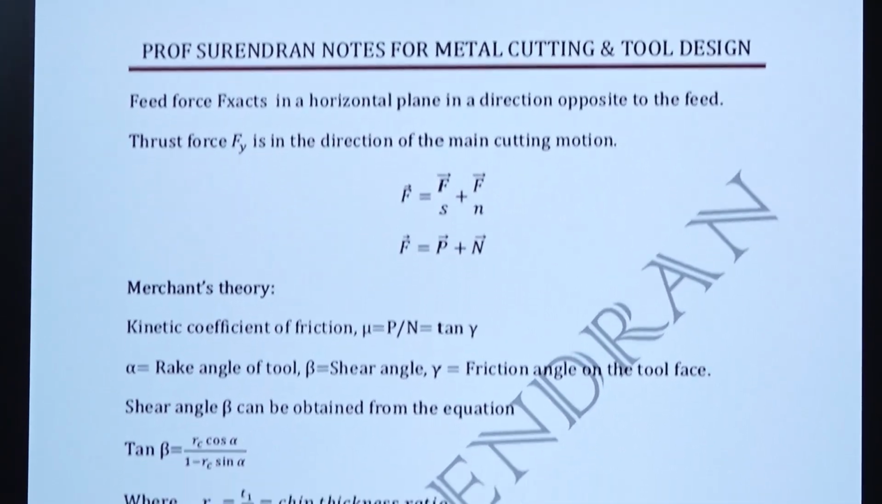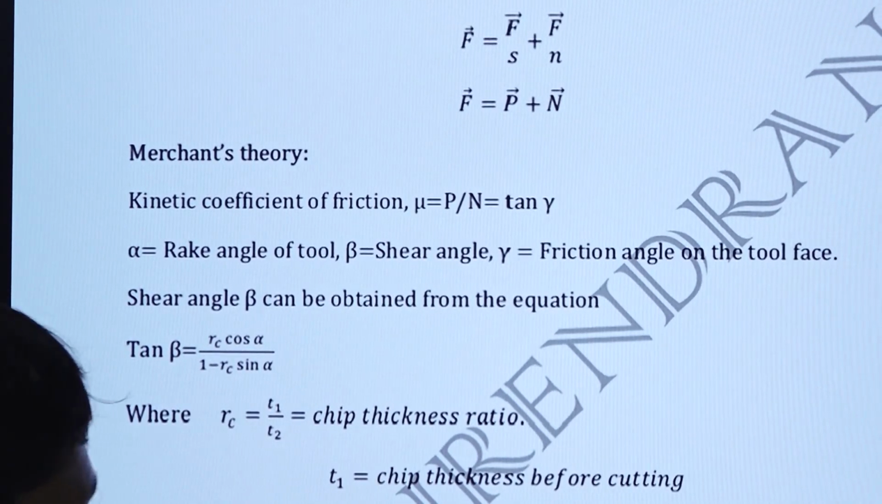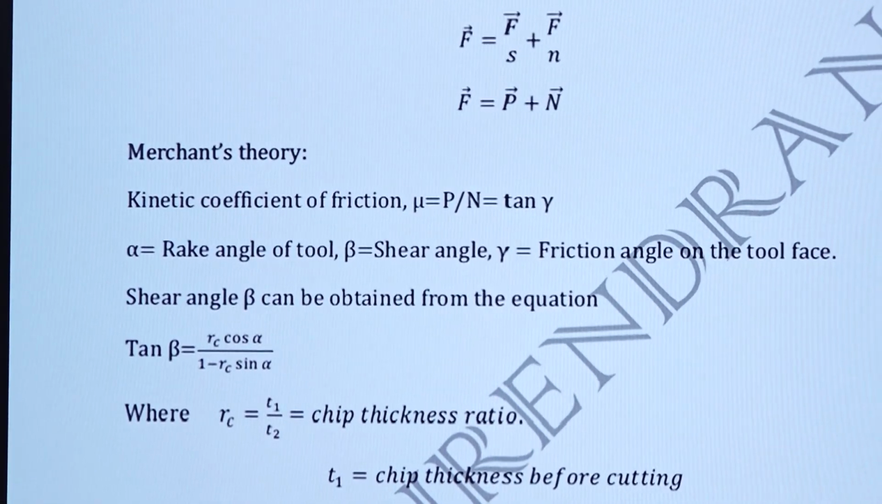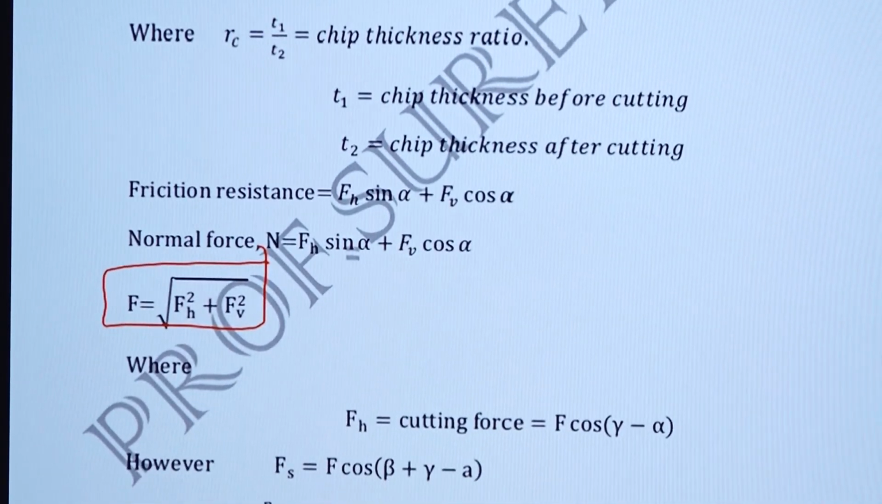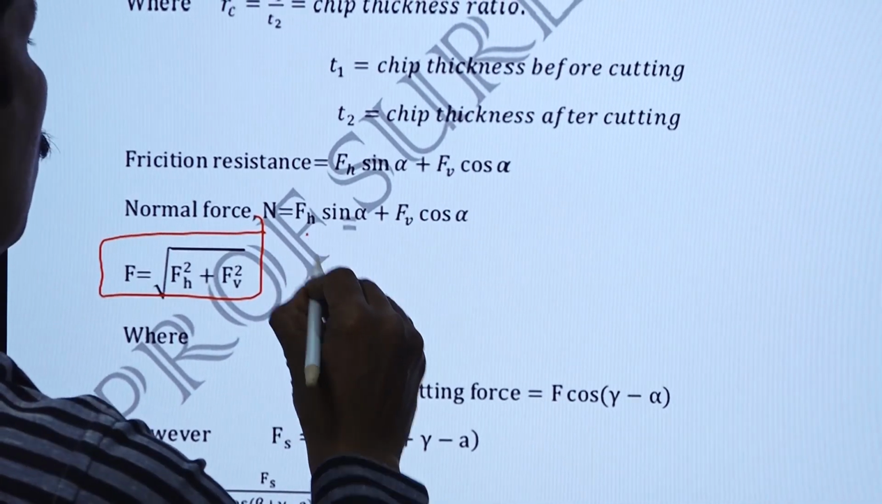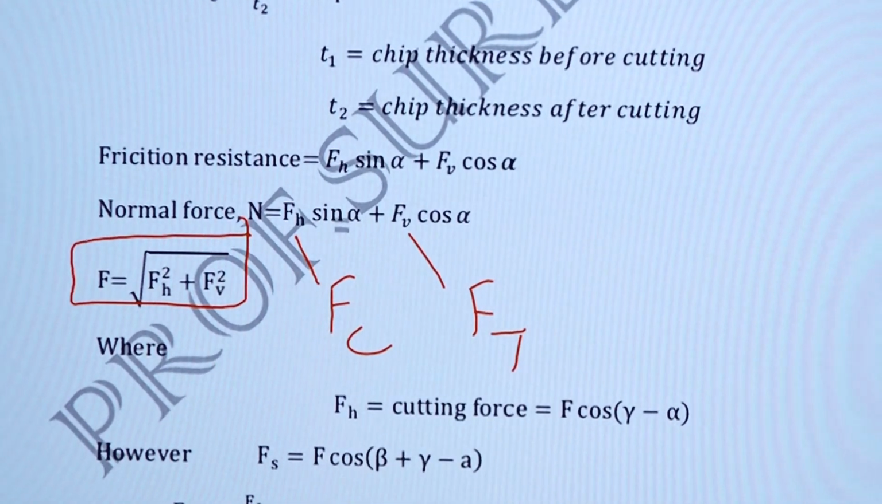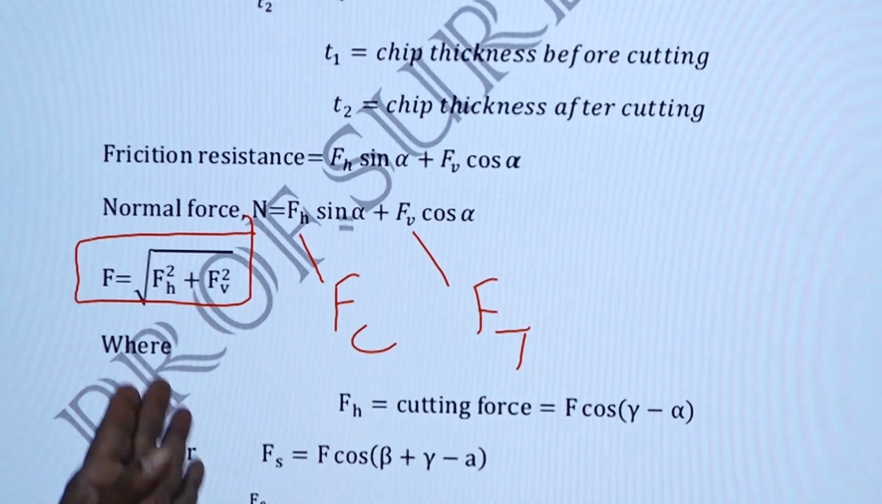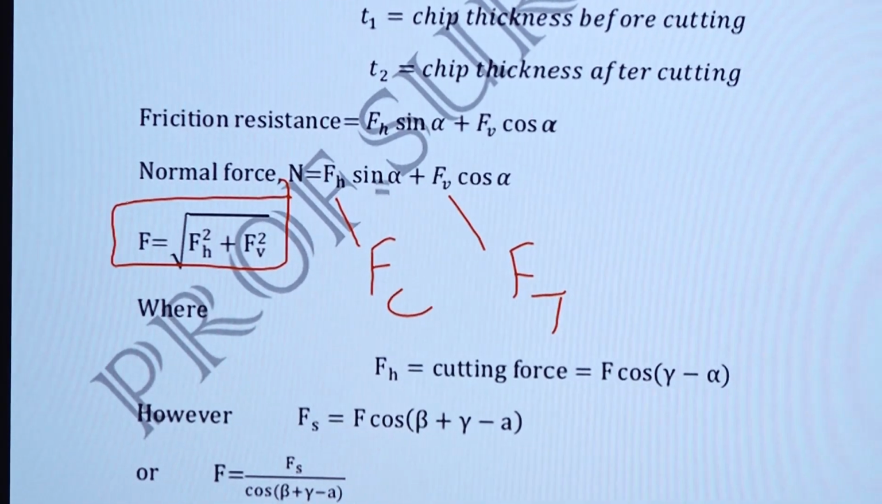Whenever we want to calculate the resultant force, the resultant force is the square root of the sum of the square of the cutting force and the square of the thrust force. This horizontal force is the cutting force and the vertical force is the thrust force. So we have to use that formula. When you add the squares and take the root, you get the resultant force.